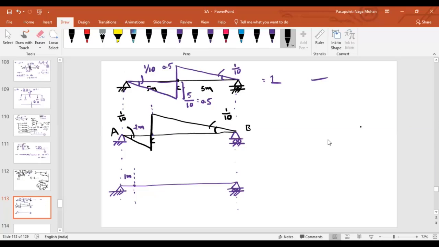The small triangle is 2 by 10, sir. How much? 2 by 10. Simply 0.2, right? Yes, sir. 0.2 and that one is 0.8. Okay.